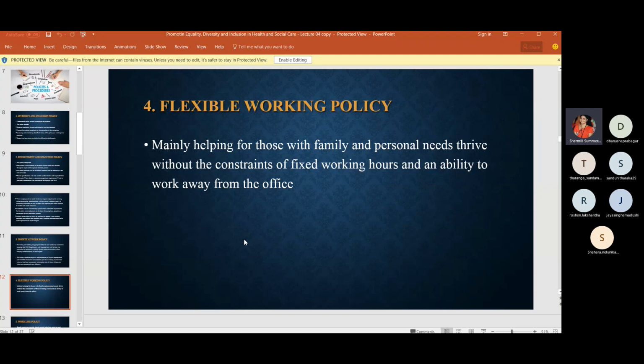Without having a flexible working policy, definitely in addition to the health issues, they may have some family problems as well. Sometimes most of the people are working away from their hometown. Not everyone gets the opportunity to work in their own hometown or with their own family members, so they need to go to other places for work.